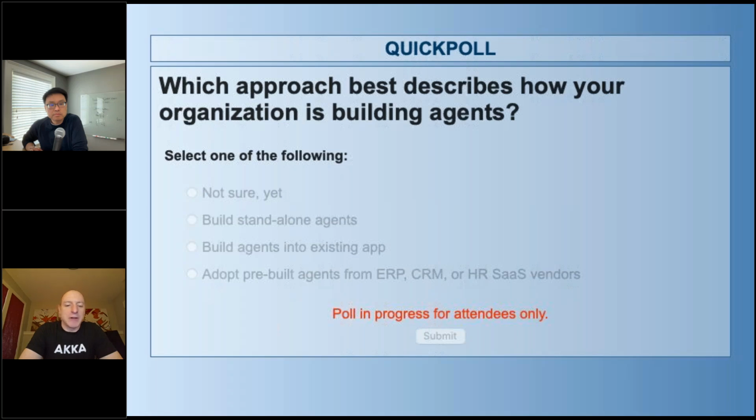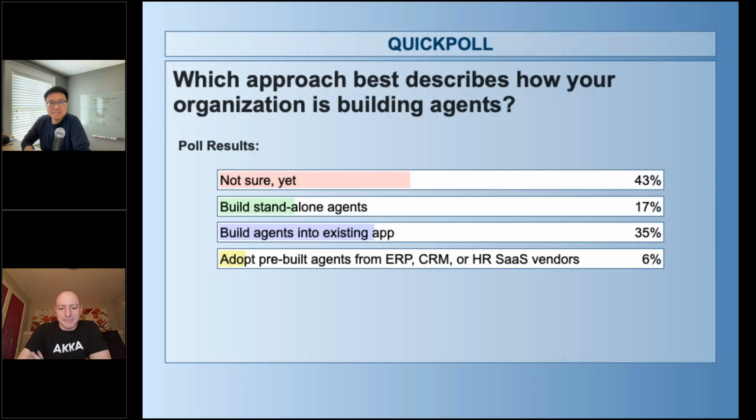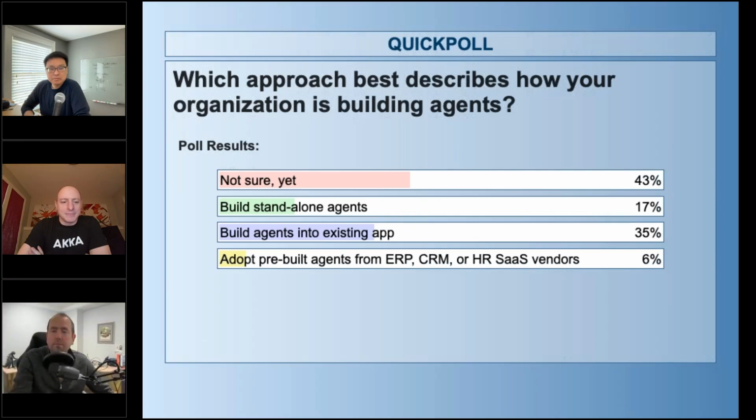Are people building single agents? Are they building agents integrated into their apps or off-the-shelf agents? I realize we probably should have made this multiple choice because they're not mutually exclusive. That's right. But maybe pick the one that is top of mind for you. Look at that. About half of people are still contemplating and learning. Standalone agents, but 35% building agents into an existing app.